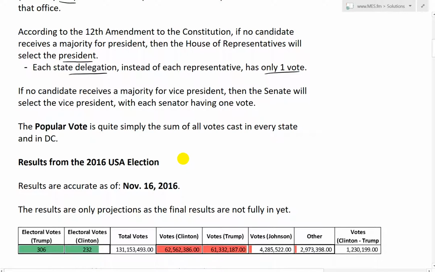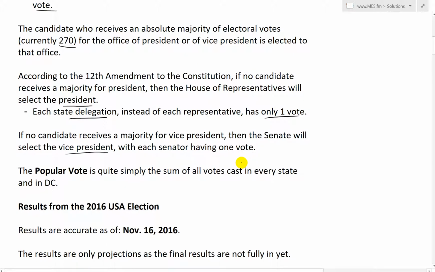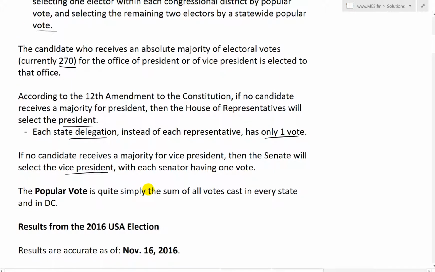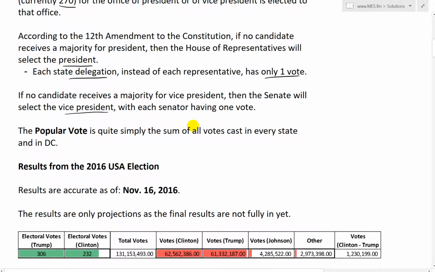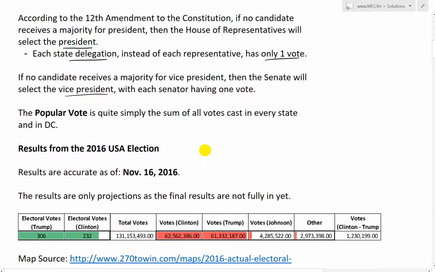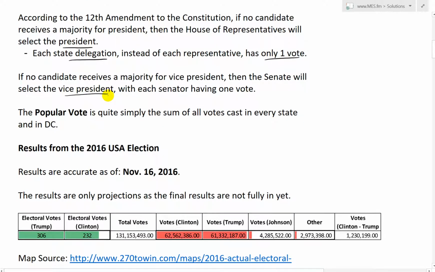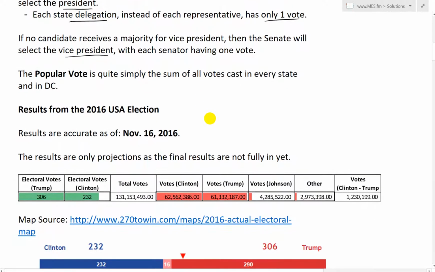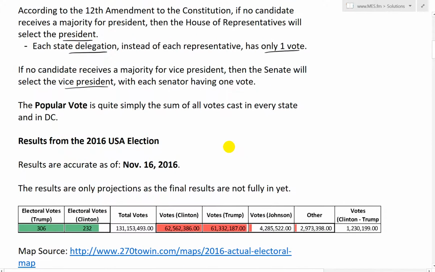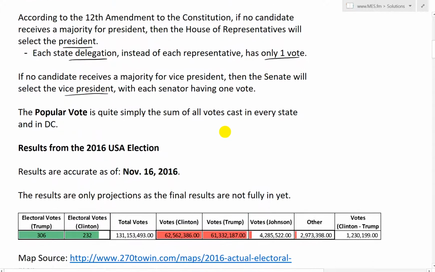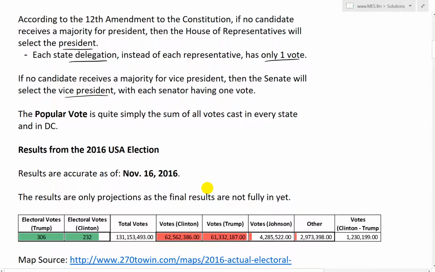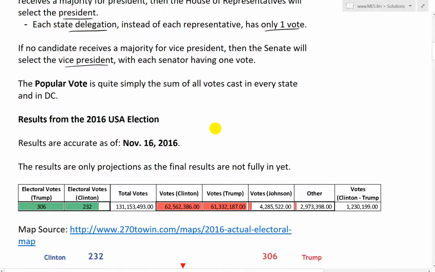If no candidate receives a majority for vice president, then the Senate will select the vice president. So the Senate will choose the vice president, and the House of Representatives will choose the president, which is strange because if one of them chooses, let's say, a president, shouldn't the other pick the vice president? Anyways, I'm not sure about that. It's a bit confusing, but regardless, this is just one of the fringe aspects which never really happens. I'm not even sure if it has happened. And in this case, each senator has a vote, so there are 100 senators, each one gets a vote.